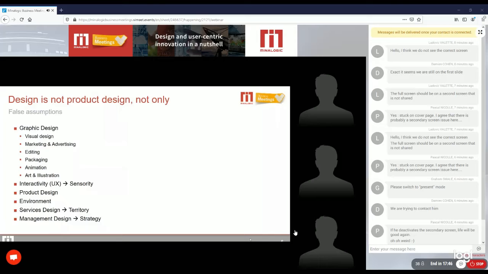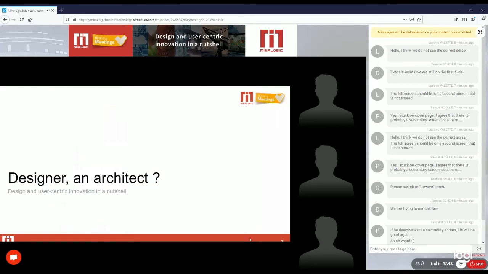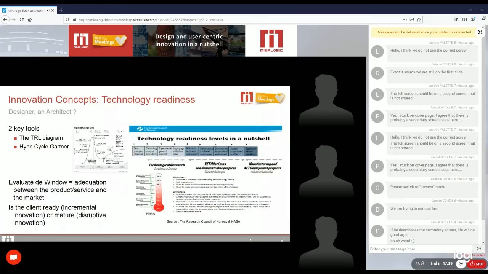The next slide, please. So, is a designer an architect? I try to compare the designer with the architect because we will see that, like the architect, the designer has to manage a complex environment and different expertise around himself. But before, I would like to remind you of some concepts about innovation, and two main tools which I consider important: technology readiness level and the Gartner hype cycle.